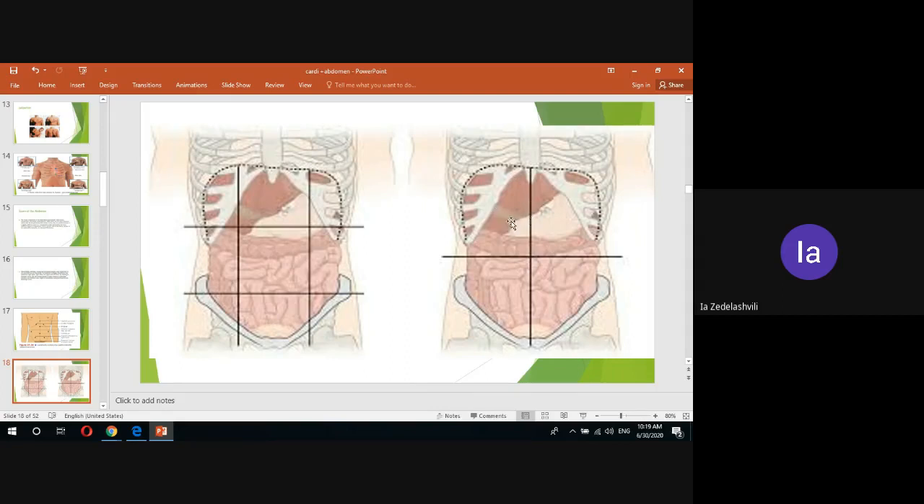The main idea is that on the right side I can find the liver. On the left side mainly we have the spleen. Some part of the stomach is in the middle to the left as well. Some part of the liver can be found on the left side as well, as you see in the picture.